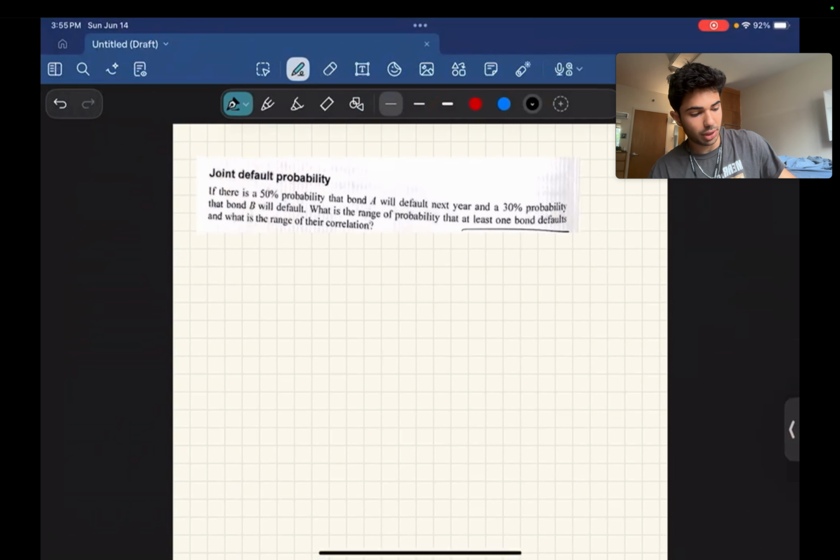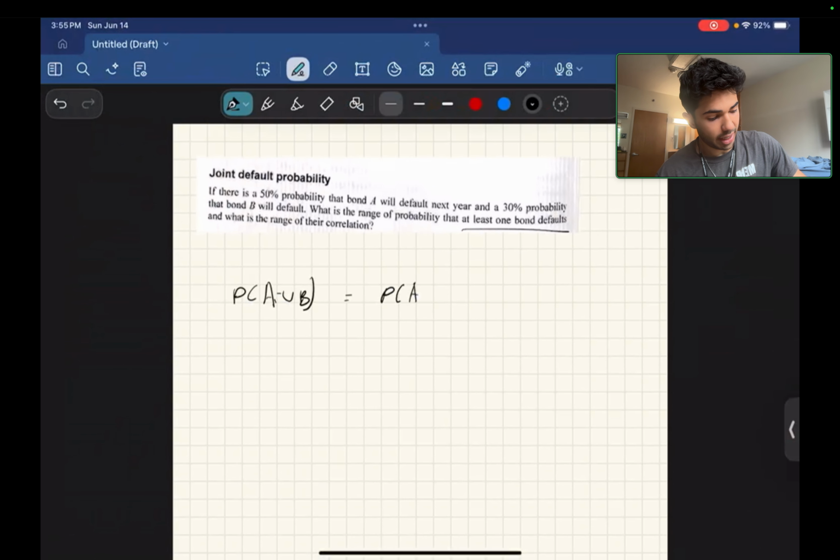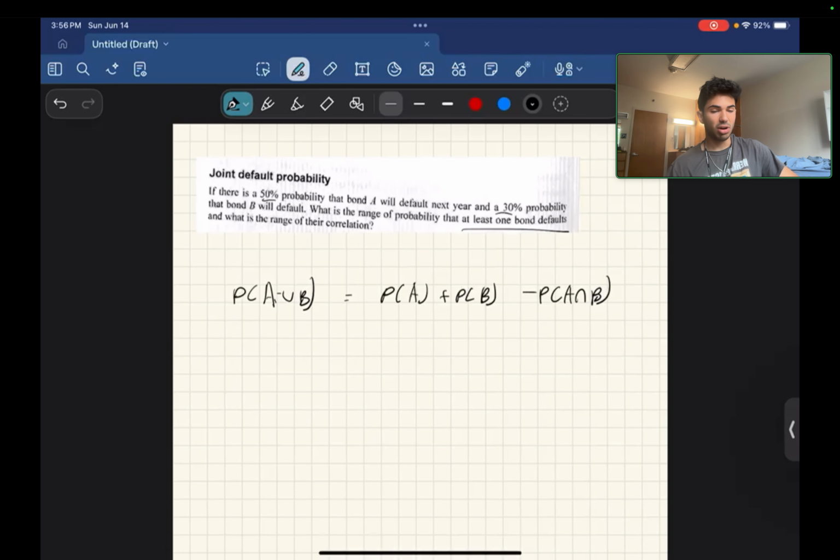we're going to look for the probability of A or B, of either one defaulting. And that is the probability of A plus the probability of B minus the probability of A and B. Now in this equation, probability of A and probability of B are constants. They're given to us right here. Probability of A and B is what can vary.